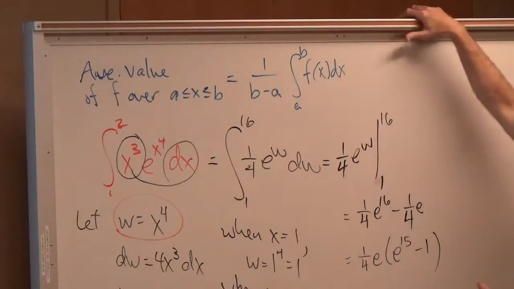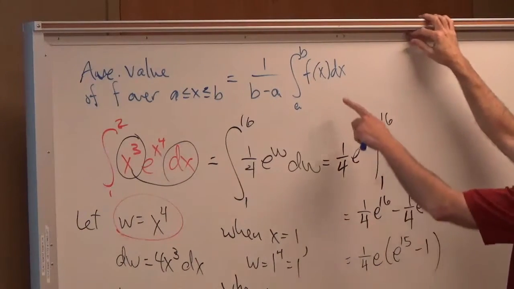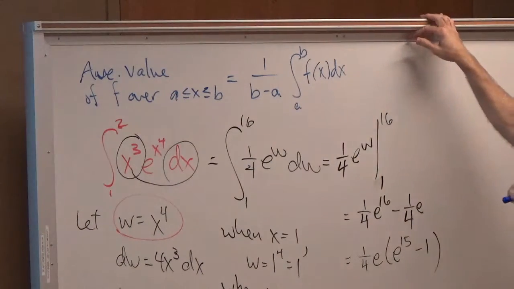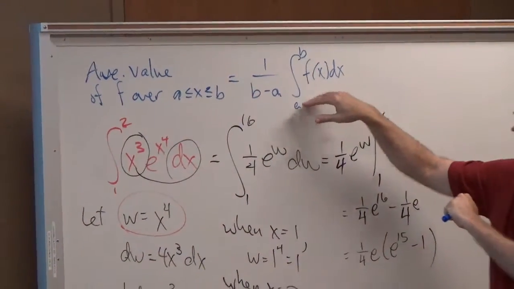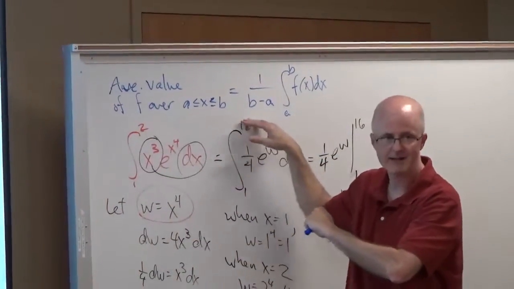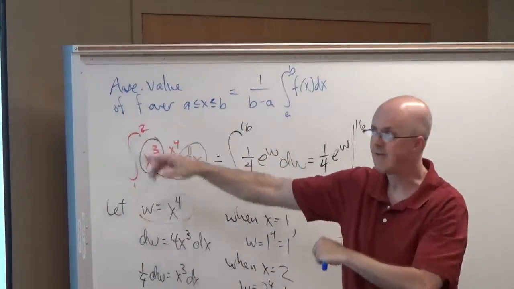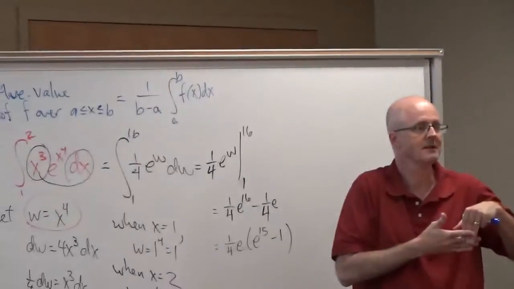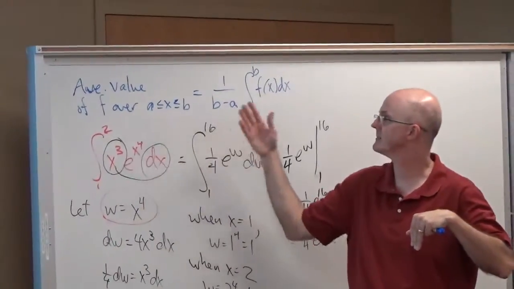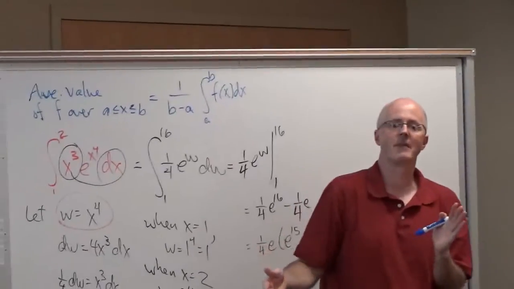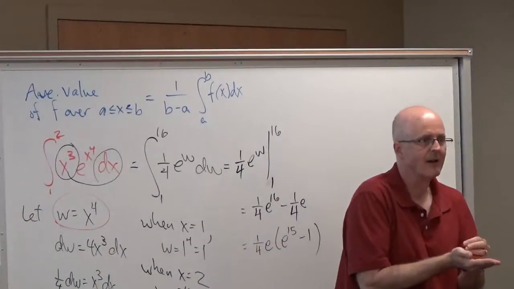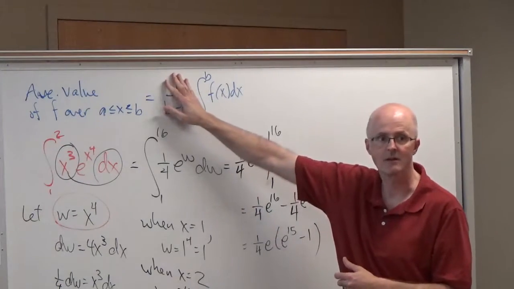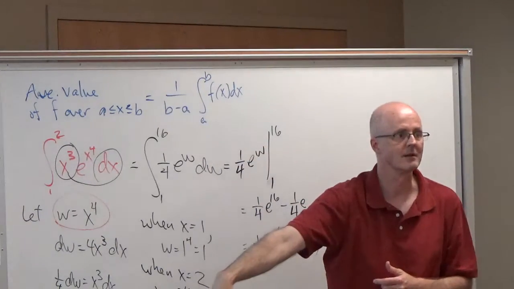Why does that give you the height of that rectangle that I described? If you multiply both sides of this equation by b minus a, you have just the integral on the right, and you have the average value times b minus a on the left. The average value is the height. B minus a is the width of the rectangle. You'd be saying average value times b minus a, height times width of the rectangle, is the same as the value of the integral, which would be the area under the curve.